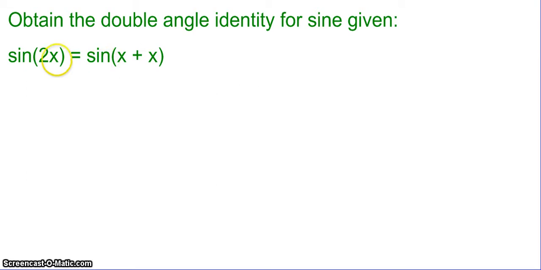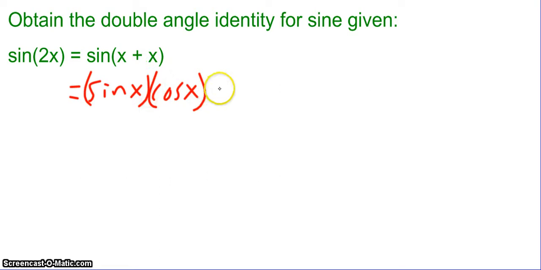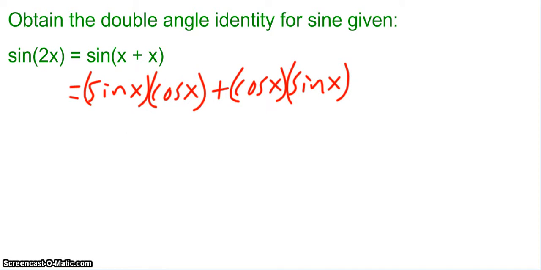So, sine of 2x equals sine of x plus x. That makes sense. Well, what is sine of x plus x? Sine of x plus x is sine of x times the cosine of x plus the cosine of x times the sine of x. From here I can basically go to my answer because sine of x, cosine of x, and cosine of x, sine of x are the same thing. So this equals 2 sine of x cosine of x, which is my double angle identity for sine.